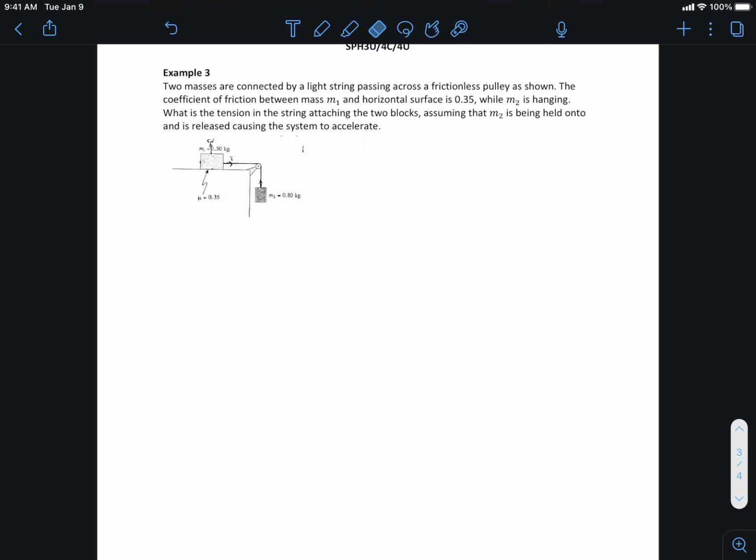So for this question, two masses are connected by a light string passing over a frictionless pulley, as shown. The coefficient of friction between M1 and the horizontal surface is 0.35, while M2 is hanging. You want to find the tension in the string attaching the two blocks, and assuming that M2 is being held until such time it gets let go, the whole system is going to accelerate. So that's what's going on here, and you want to calculate what that acceleration actually is.